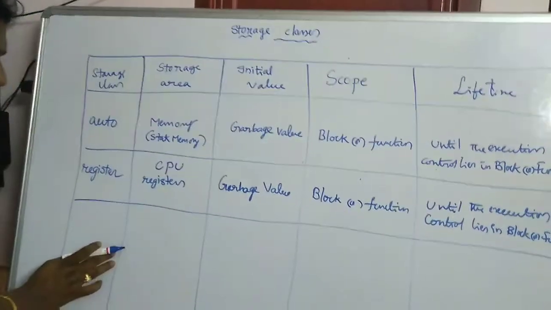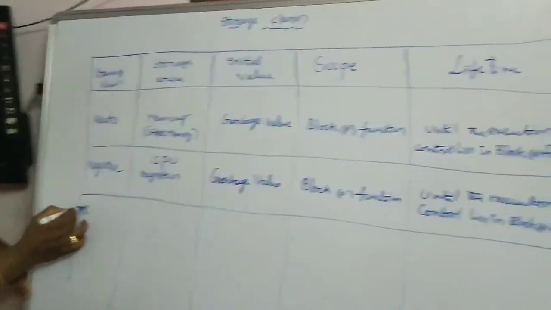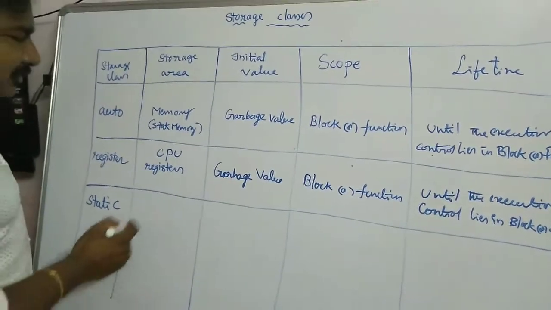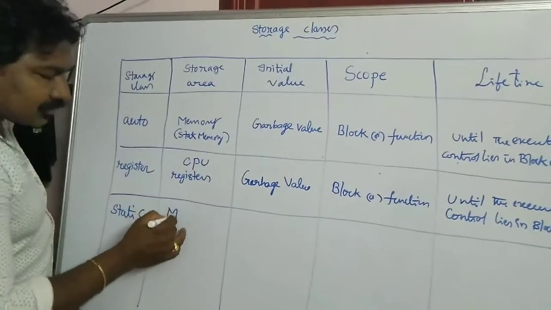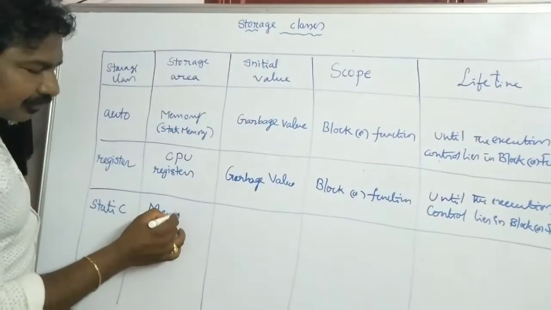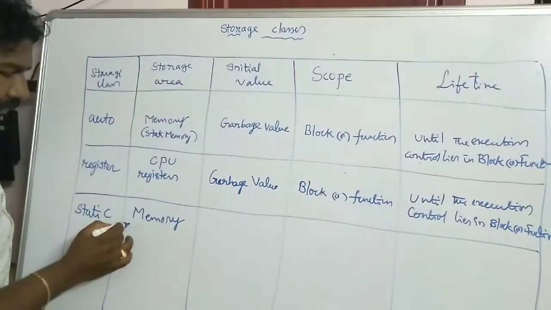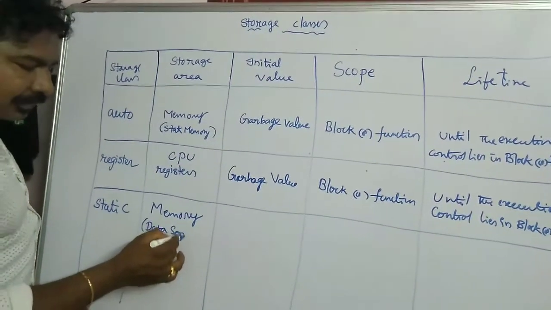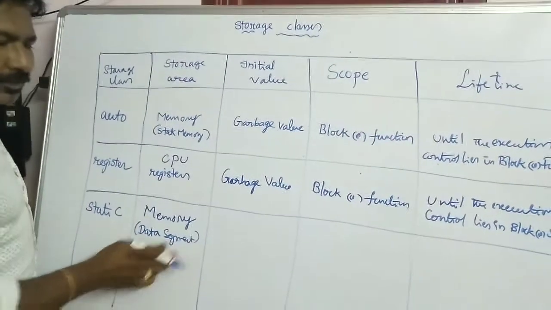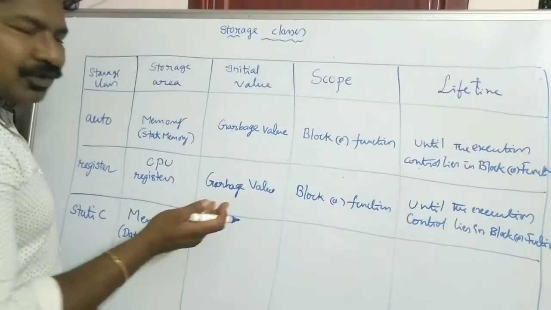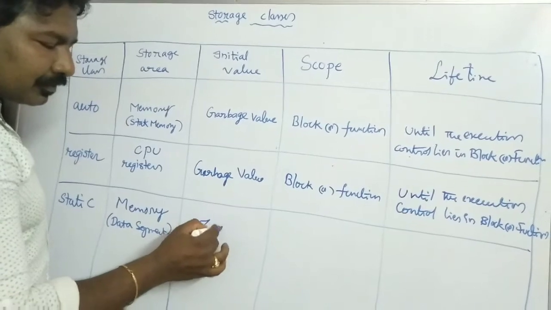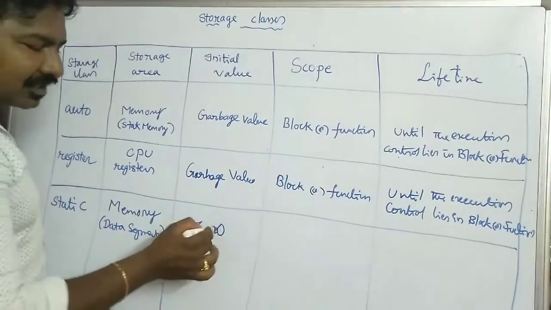Coming to the important third storage class, that is the static storage class. For the static storage class, the storage area is the memory, or in other words you can call it the data segment in memory. The specialty of the static storage class is that if you do not initialize the variables, they get initialized to 0. So 0 is the initial value.